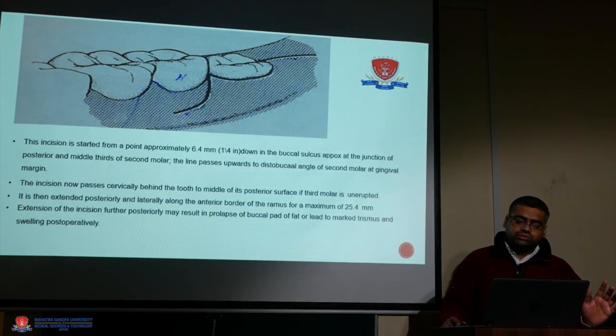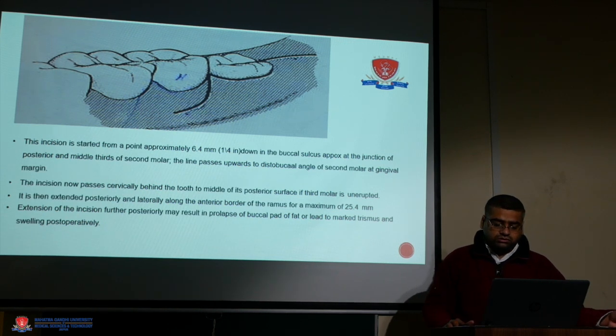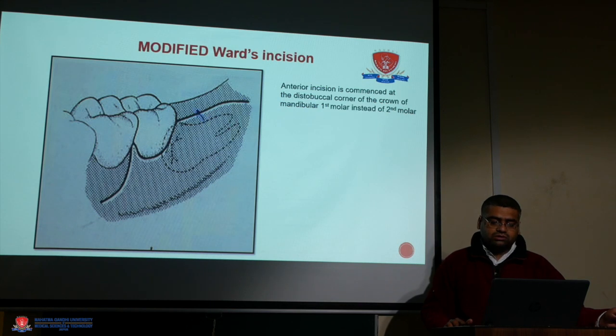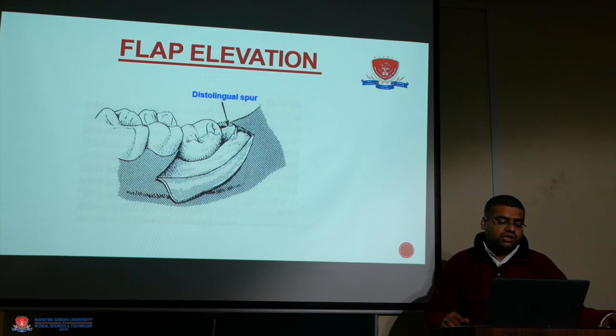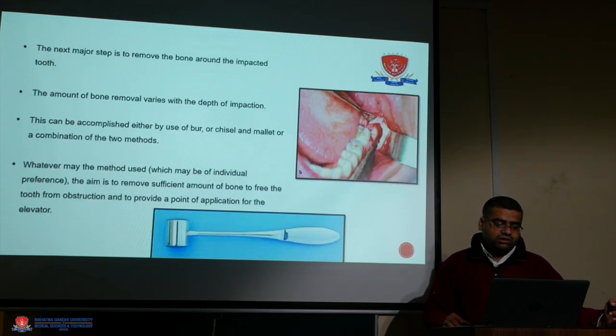The incision should be given 6.5 mm from the buccal sulcus. In the modified Ward incision, the anterior incision is commenced at the disto-buccal corner of the crown of the mandibular first molar instead of the second molar. So this is the difference between the Ward incision and the modified Ward incision. Then, as I have already told, flap elevation, distolingual split, then bone removal.